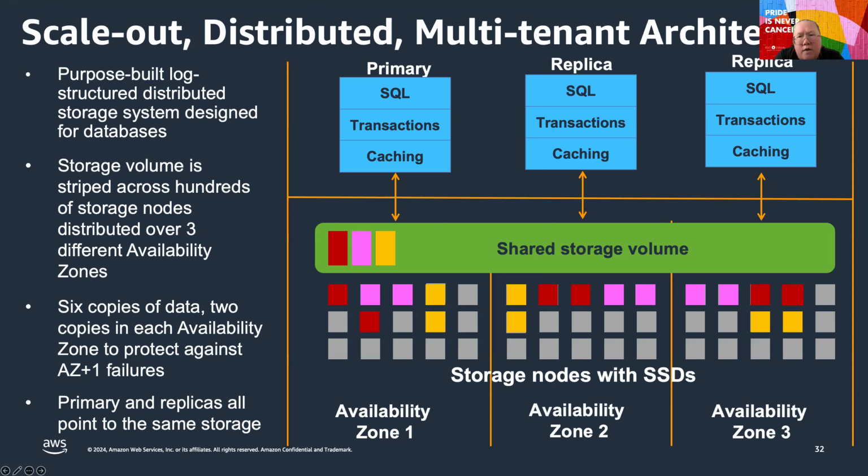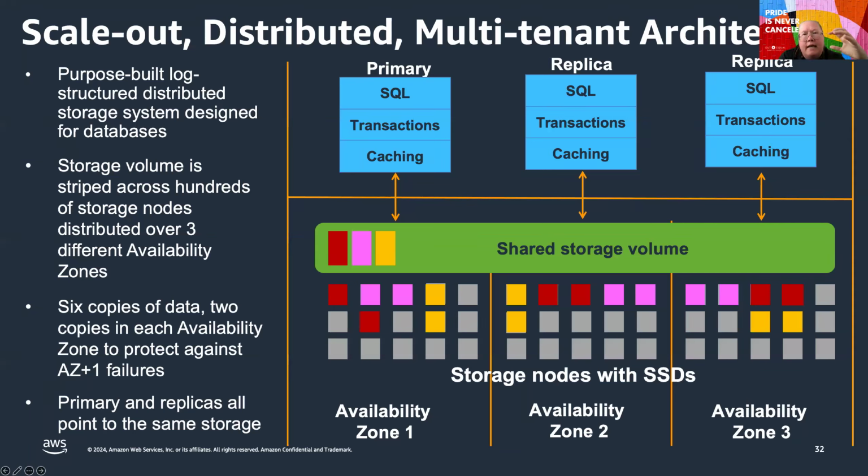Those storage nodes span over 3 different availability zones, meaning that it will make your data highly persistent, highly scalable. So you have multiple copies of the data also available. So you can think of the availability zone when it comes to Aurora as a fault isolated data center.